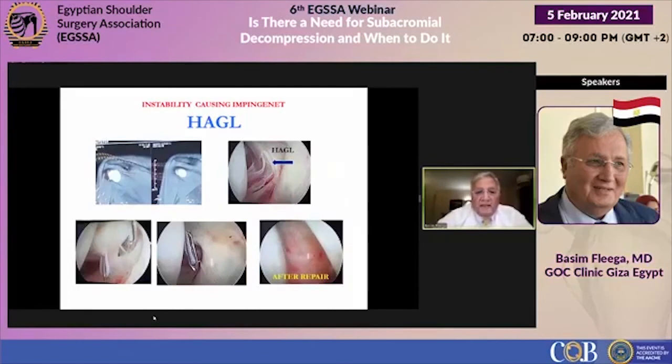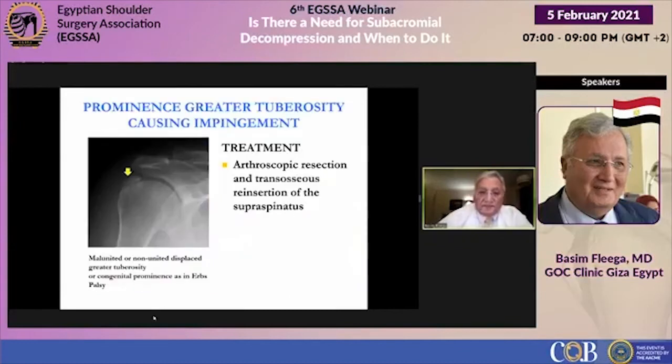Also, a HAGL lesion can lead to instability. In this case, we also have to repair the HAGL lesion, and even after decompression, we do another revision and do the stabilization or reinsertion of the subscapularis to the humeral head.